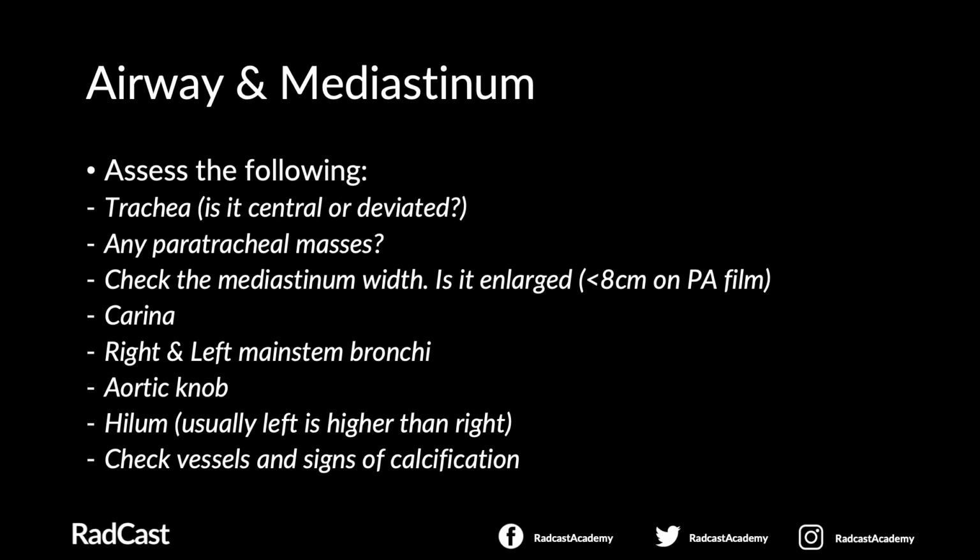Now, let's assess the airway and mediastinum. When assessing these two components, you must look at the following. Firstly, look at the trachea and comment on its position. Is it central or is it deviated? Look at any paratracheal masses. Check the mediastinal width. Usually, on a PA film, it should be less than 8 centimeters. Look at the positions of the carina, right and left main stem bronchi. Look at the aortic knob and its morphology. Look at the hilum. Make sure that the left hilum is usually higher than the right. And finally, check the vessels and any signs of calcification.